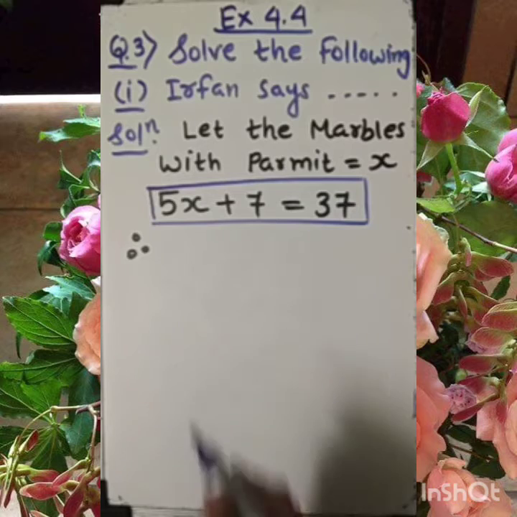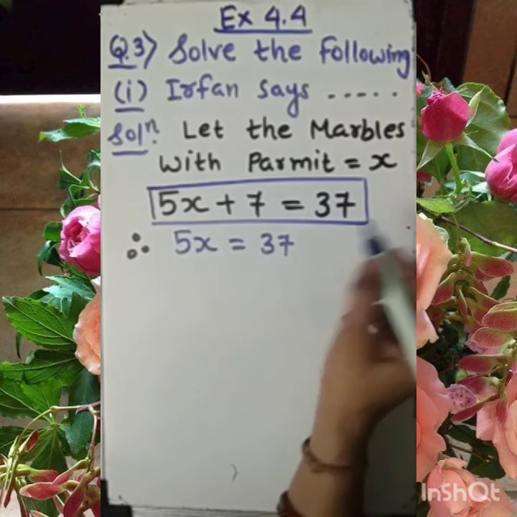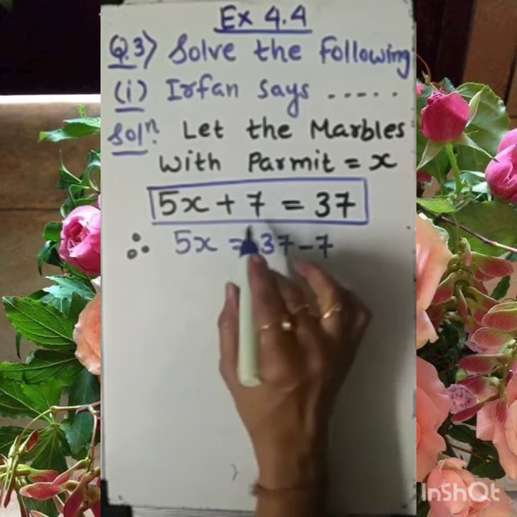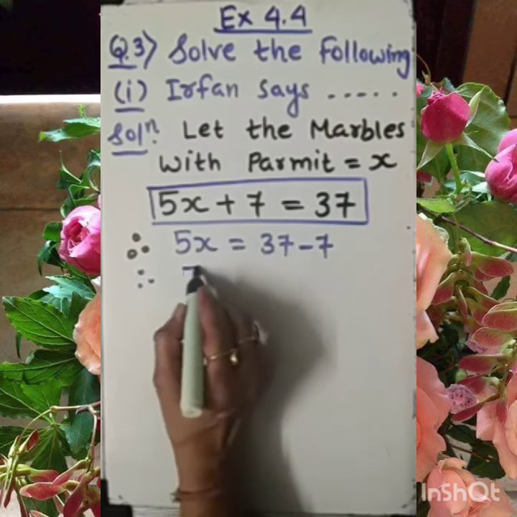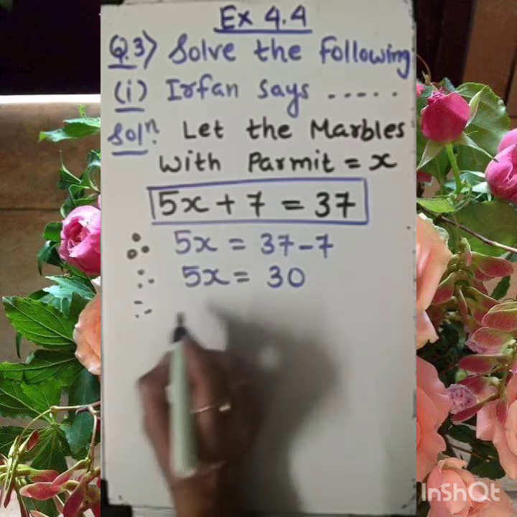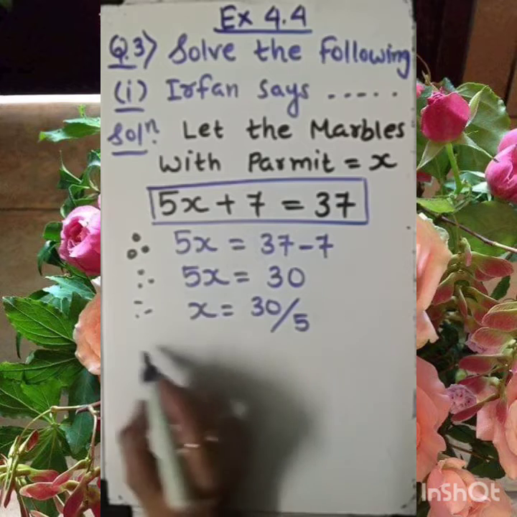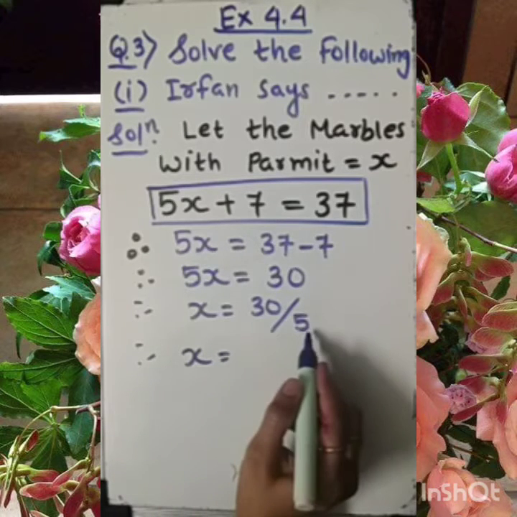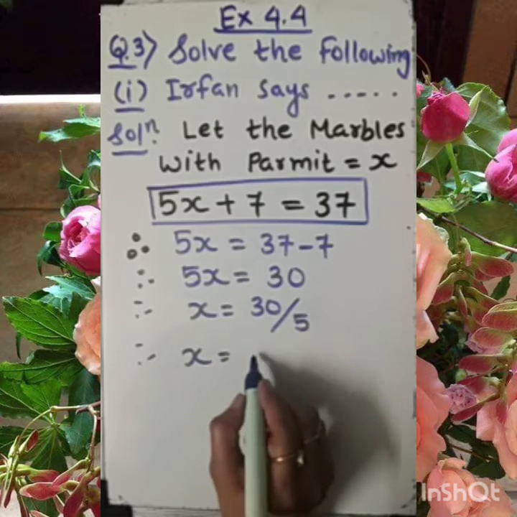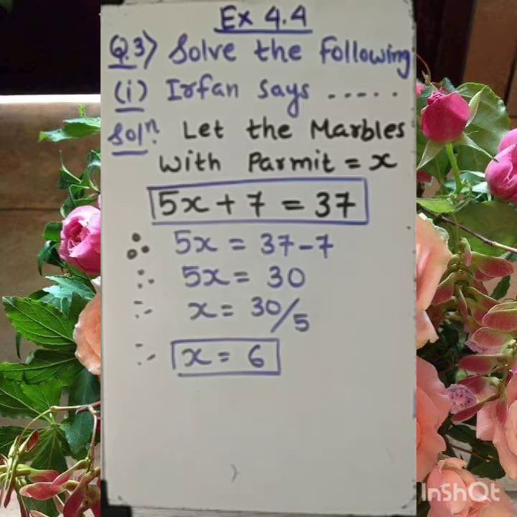Now let's start simplifying it. 5x equal to 37 minus 7. Dear student, this plus 7 I am transposing to the right side, so it becomes minus 7. 37 minus 7 is 30. Therefore, x equal to 30 divided by 5. You know very well, my dear student, the table of 5. If you recite, then 5 6 30. So x equal to 6. Very simple. The value of x equal to 6 we got.